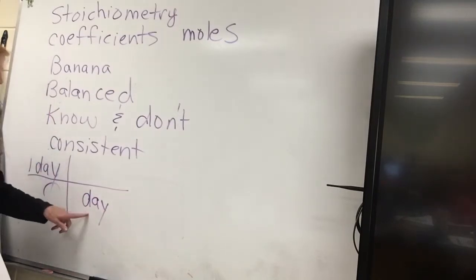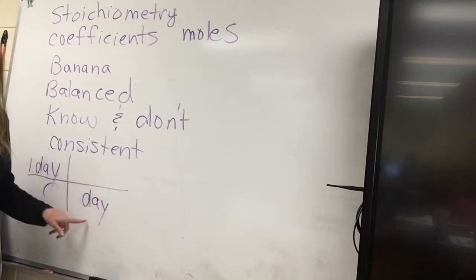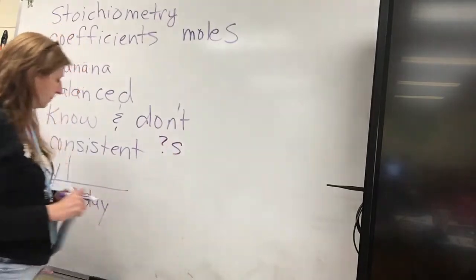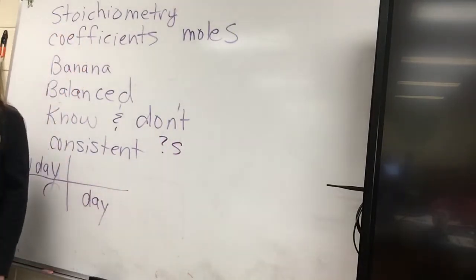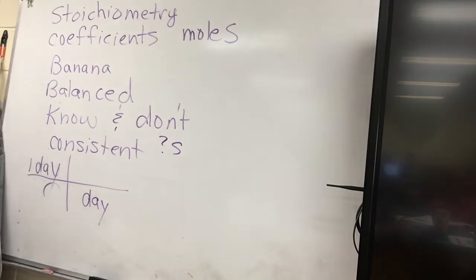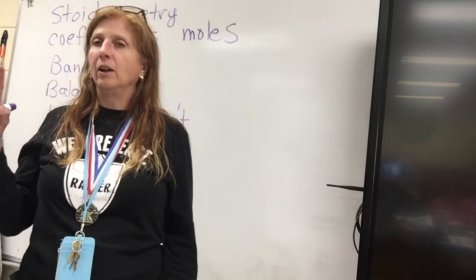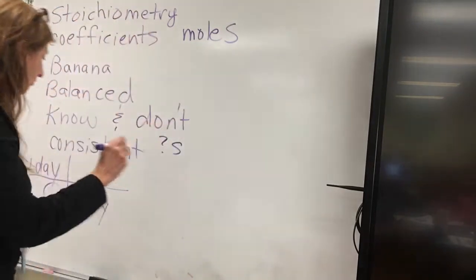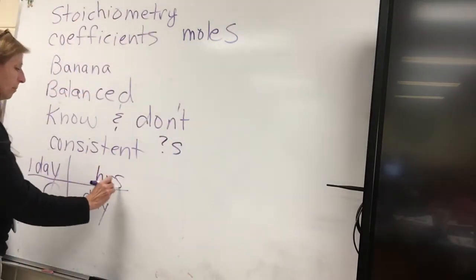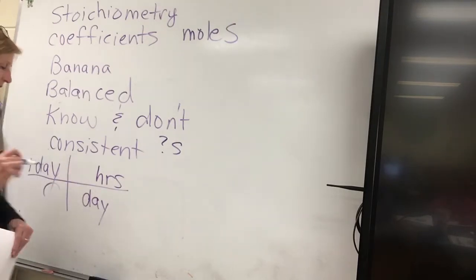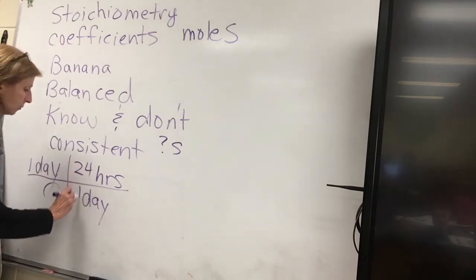Now, if you know, you write the relationship. Do you know how many seconds are in a day? No, we don't know that. But what do we know? Hours. We know hours. So we're going to write hours up here. And what's the relationship between days and hours? 24 hours in 1 day.